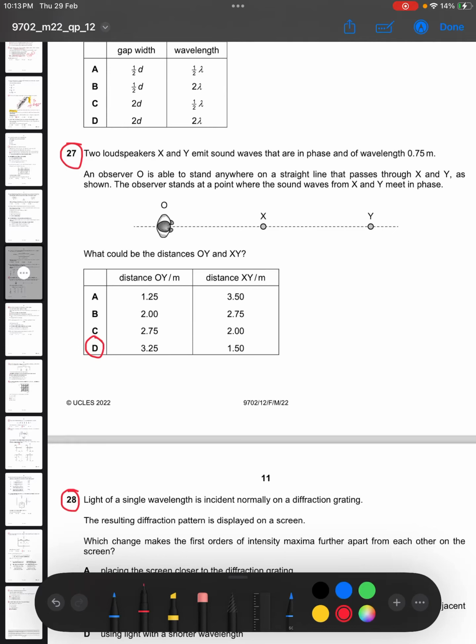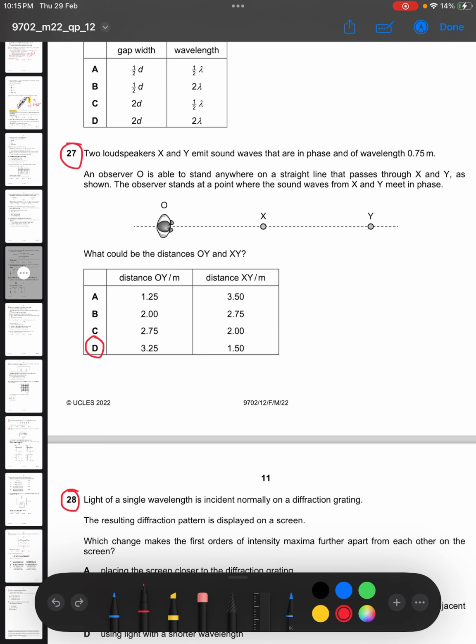Number 27 says, two loudspeakers X and Y emit sound waves that are in phase and of wavelength 0.75. An observer O is able to stand anywhere on the straight line that passes through X and Y. So he can stand anywhere on this straight line, this observer.